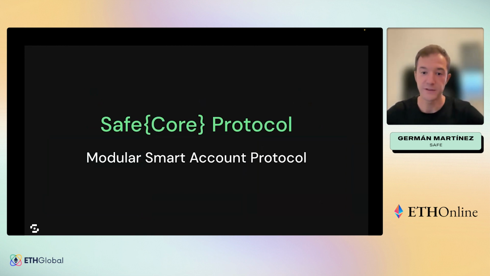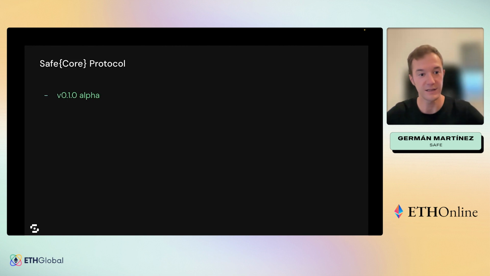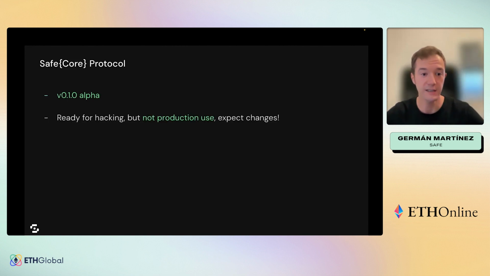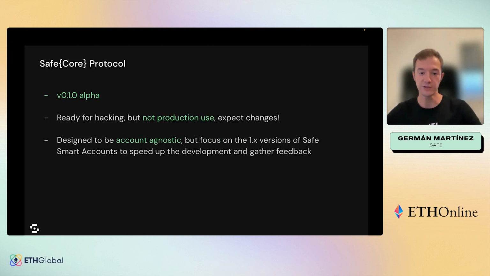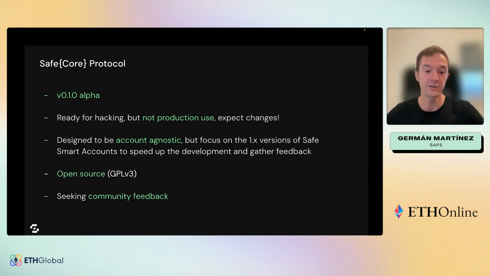So the state of the Safe core protocol today: it is still in an alpha version. It's ready for hacking and playing around with it, but not ready for use in production. So expect changes and things to break. It is designed to be account agnostic, but first we are focusing on the Safe, specifically version 1.x, to speed up the development. It is open source, everything is public, and you can read all the contracts and documentation about that. And also, currently we are looking for community feedback, and now it is the best time to help us evolve this protocol.